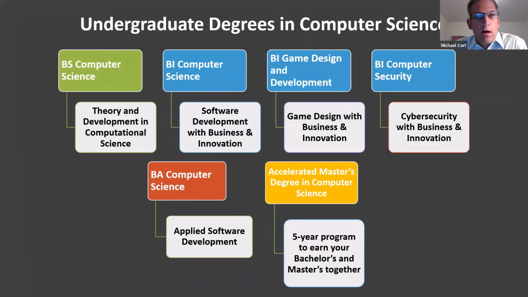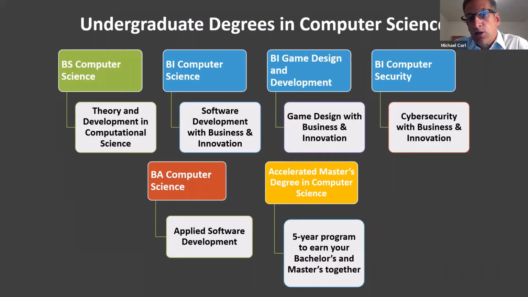Since Jugal isn't here, I'll go ahead and do this. So here's a snapshot of the different undergraduate degrees in the computer science department. Now, I'll talk about each of these and some of the specifics about what they are shortly. I already saw one question about programming language, and I think you'll get that answer in the upcoming slides. But just so that you see, there is a BS degree, which is Bachelor of Science. There are a couple of Bachelor of Innovation degrees. And new this year, our first class came in this fall in the Bachelor of Arts in Computer Science.